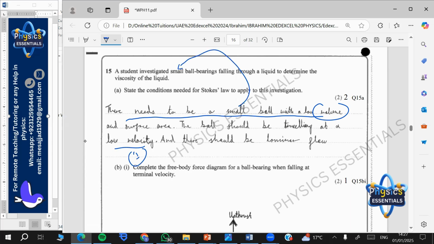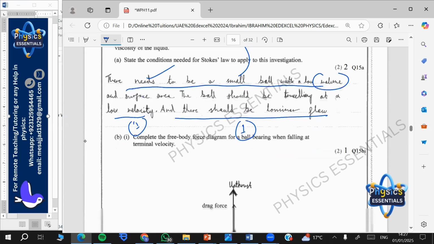Small is already mentioned here, so you don't need to mention that again. And there should be a laminar flow. This is one. So if you just write this and this, you will get 1 mark. But here he explained these two reasons, therefore he got 2 marks both.